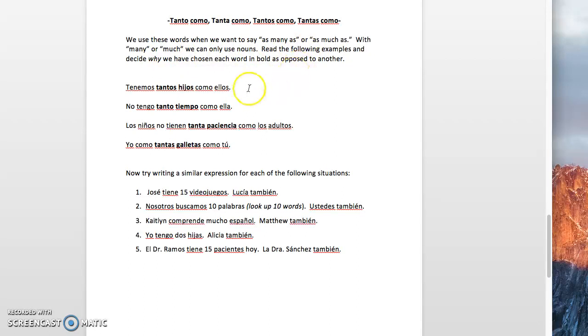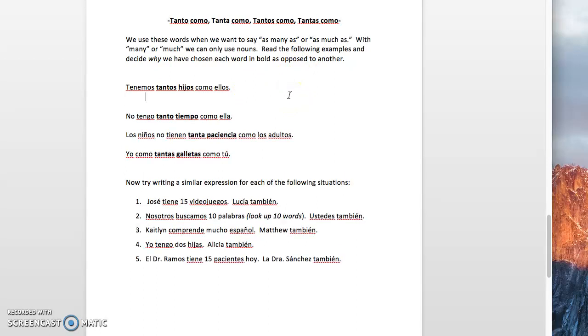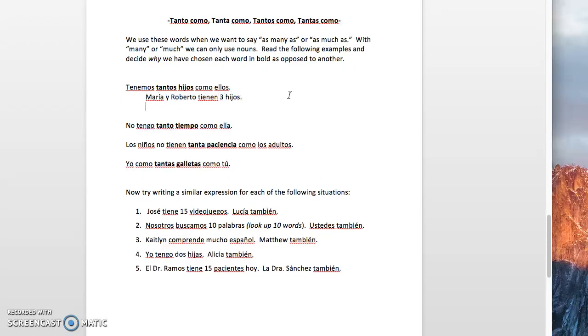Tenemos tantos hijos como ellos. What we mean when we say that is, for instance, María y Roberto tienen 3 hijos. Mi esposo y yo tenemos 3 hijos también. Tenemos tantos hijos como ellos. Tantos, porque hijos es plural y masculino.